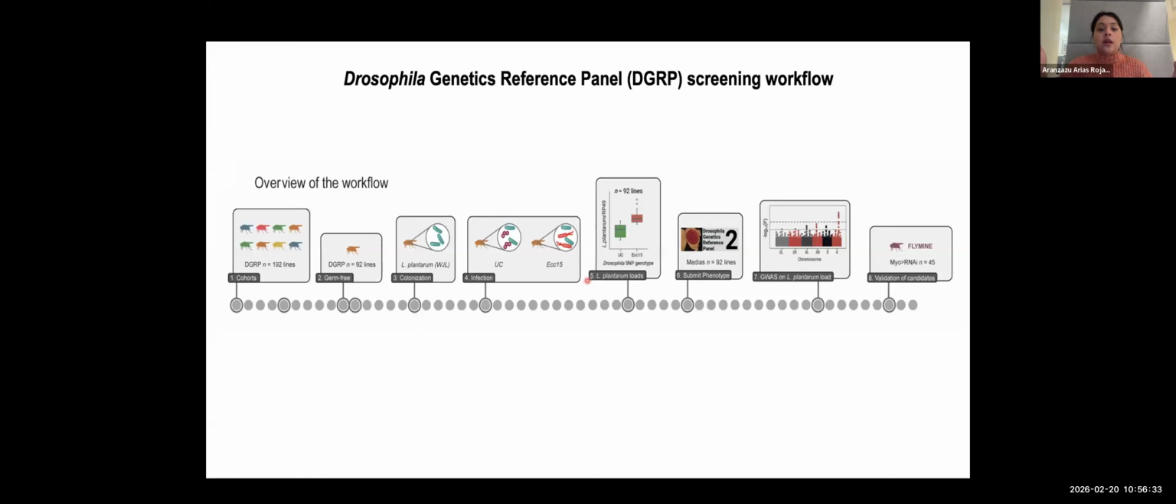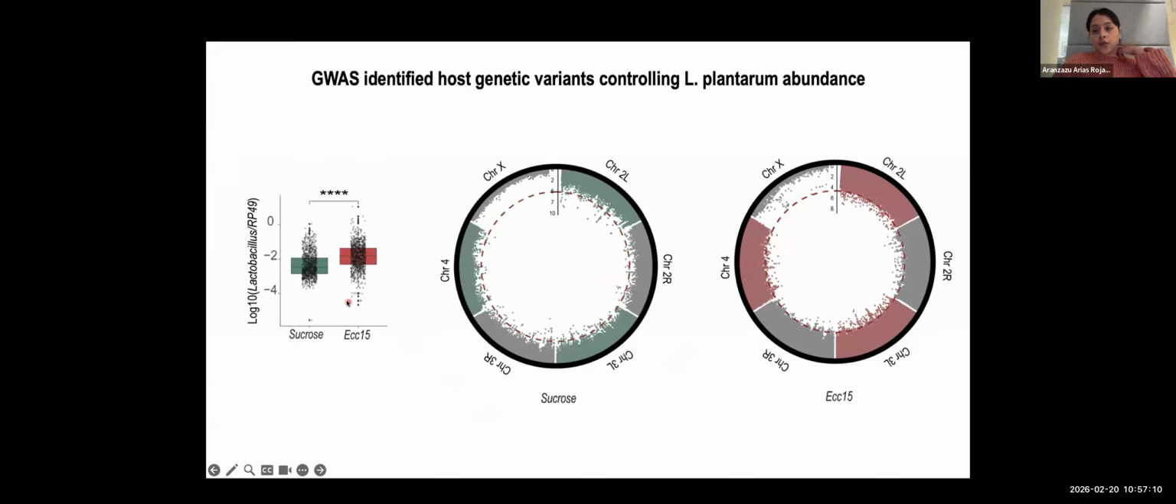After that, we quantified the loads of these 92 lines and made a big data set. With this data set, we performed GWAS analysis on all the phenotypes that we got, and tried to understand the mechanism of how Lactobacillus, as a good representative of the microbiome across different kingdoms, can establish colonization with Drosophila. And not only that, but also how it behaves when it has a competitor and how it behaves when it's alone.